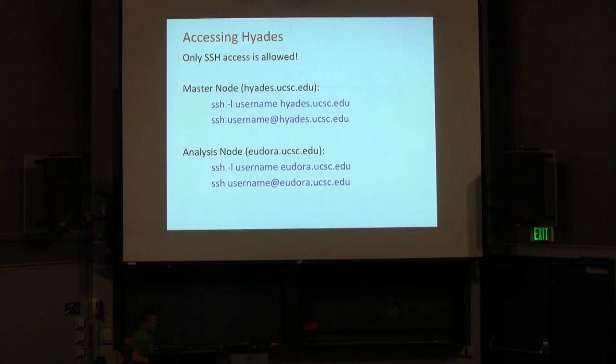Okay, so hopefully by now every one of you already has access to Hyades, but if not, here's a quick recap. We only have two public hosts. One is the master node called Hyades, which you access using SSH, and we also have a big memory analysis node called Eudora. If you use a password, you use the same password, or if you use an SSH key, you use the same key to access those two nodes.